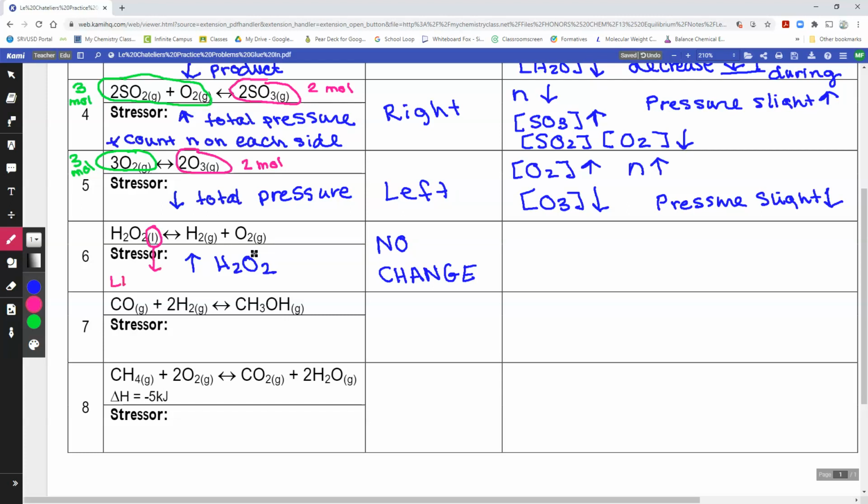That is a liquid. There's no change in concentration for a liquid. Liquids don't have concentration. You can't change the concentration of something that doesn't have a concentration. Yes, I added more quantity of it. Yes, I can make more products, quantity-wise, but the ratios of all of our chemicals will not be changing. So over here, we literally say, you could just write NC, which means no change.